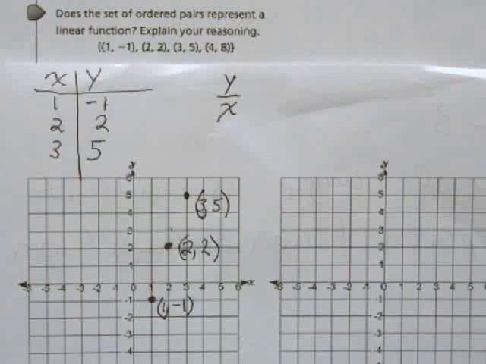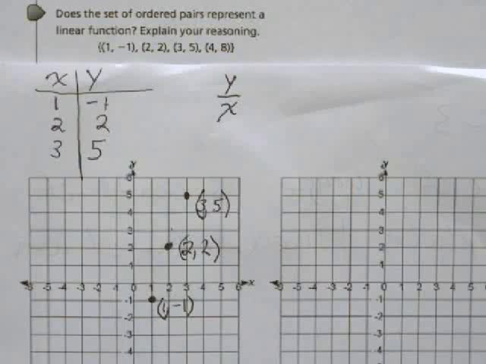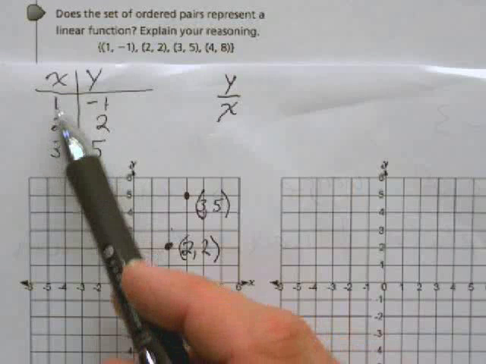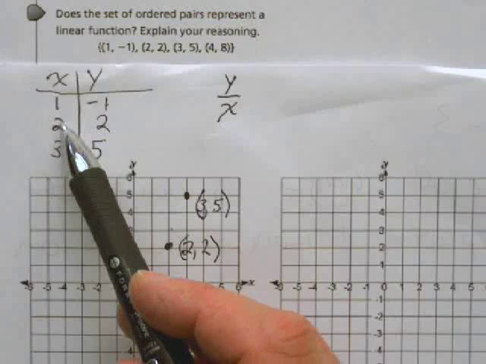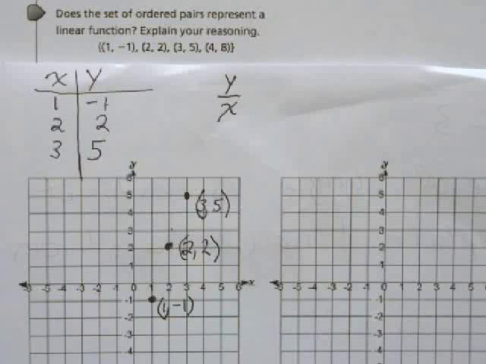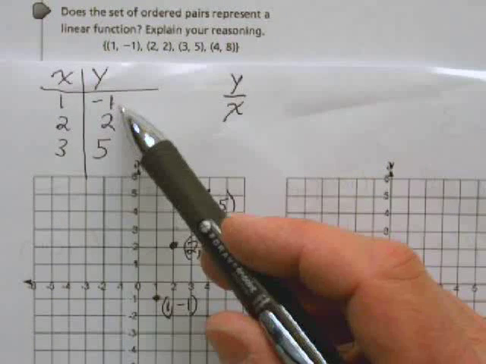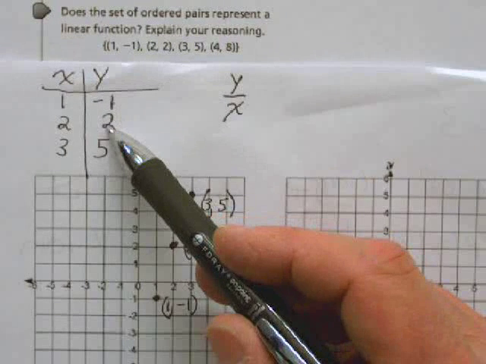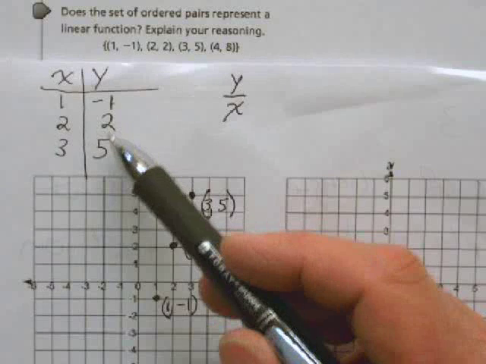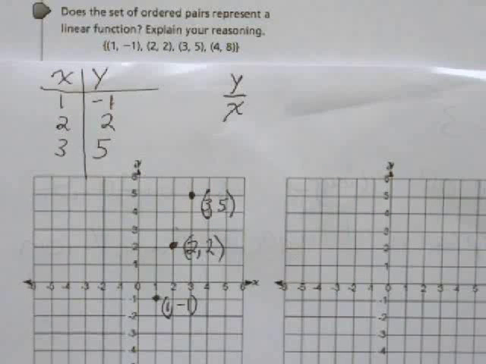The distance between each of my x values, as you can see in the table, between 1 and 2 is 1, between 2 and 3 is 1. And when I say distance, I mean on the number line. How far apart are they? Okay, how about if I look at my y values? The distance between -3 and 2, that's 3. And the distance between 2 and 5, that's 3.